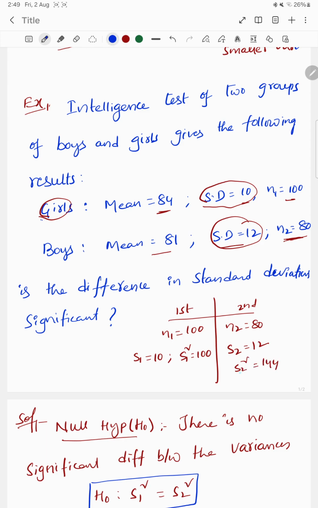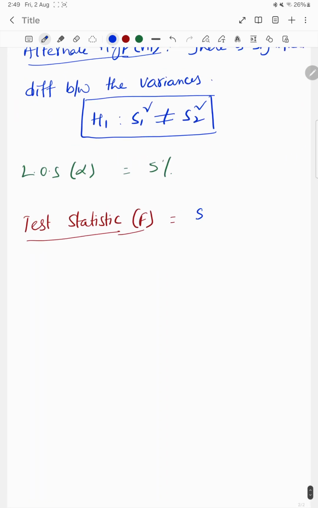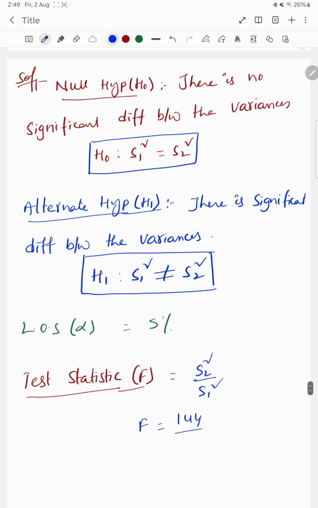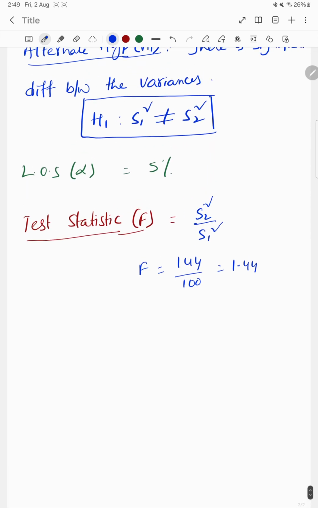So what I mean to say is our s2 square is more than s1 square. So the test statistic will become F is equal to s2 square divided by s1 square. So F is equal to 144 by 100, that is equivalent to 1.44. So that's it. This is a very simple one. Therefore F cal is equivalent to 1.44.